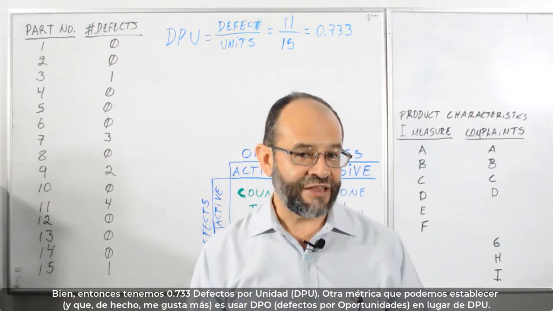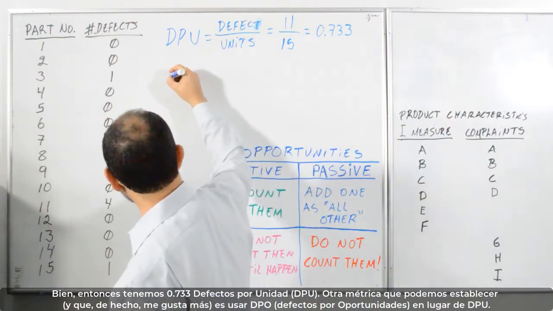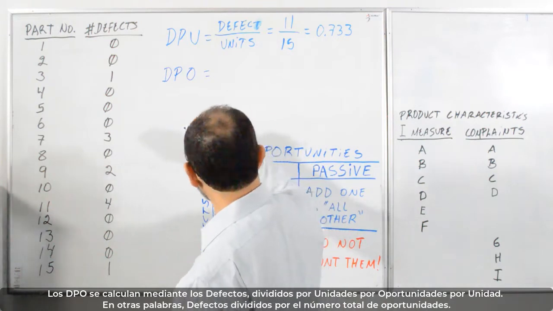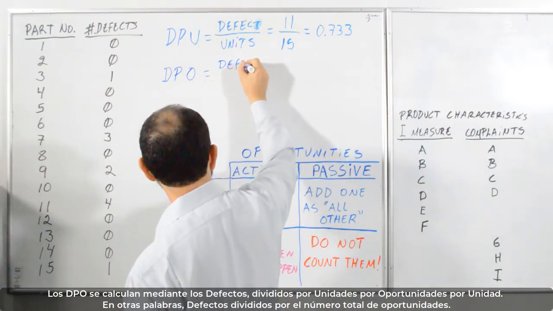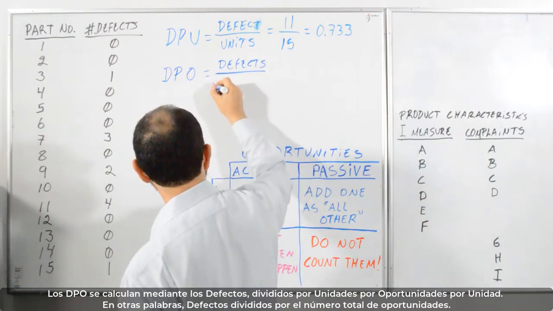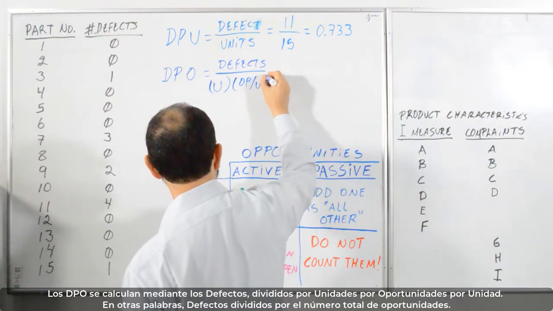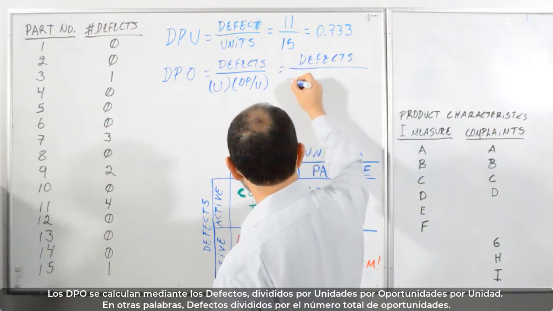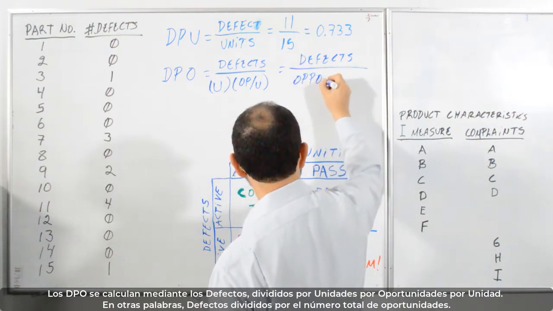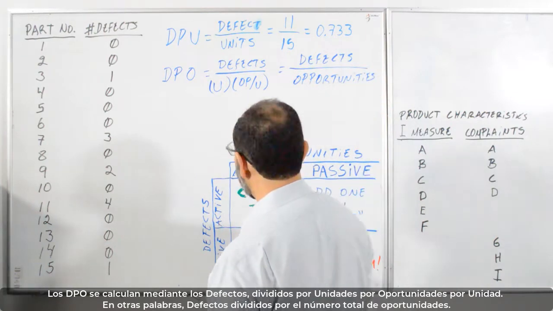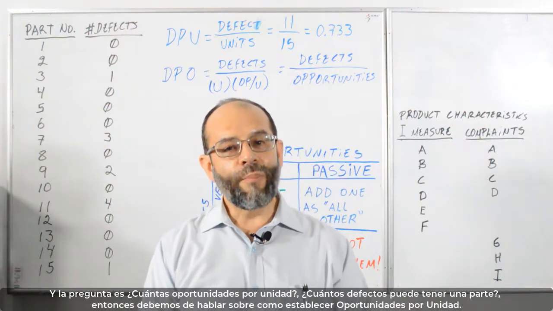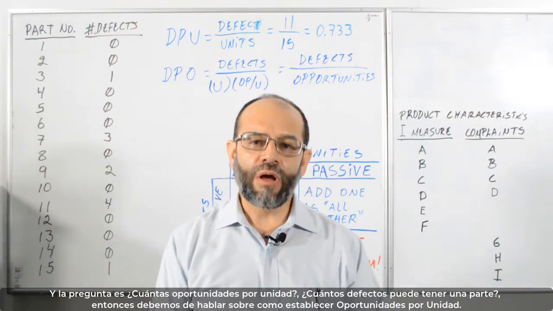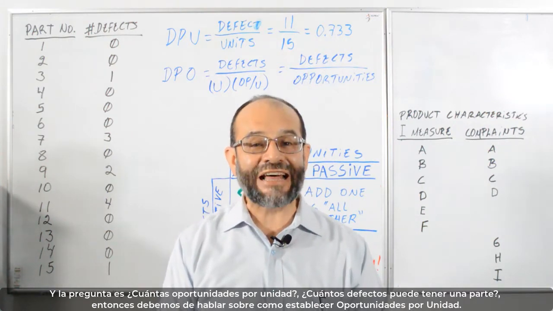Another metric that we can establish, and in fact I like it better, is instead of DPU we can have DPO, defects per opportunity. In this case the definition is defects divided by units times opportunities per unit. In other words, defects divided by the total number of opportunities. And the question is, how many opportunities per unit? How many defects can one part have? Well, we have to talk about establishing opportunities per unit.